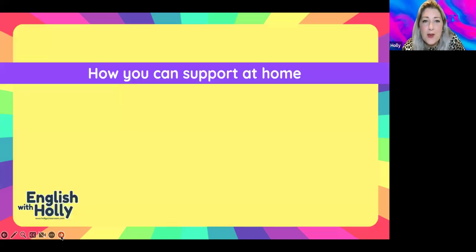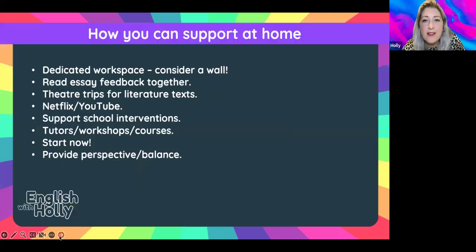Okay, so how can you support at home? Oh God, this terrifies me. My eldest is almost 7, and I just keep thinking I've got like 9 years now before I'm going to have to go through this. So, Godspeed to you all getting through this year.